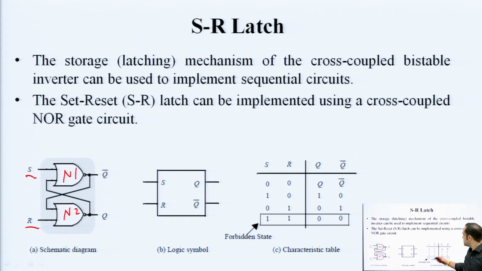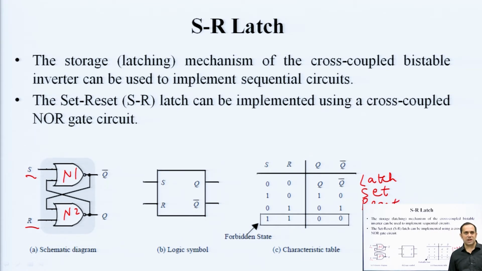This is the characteristic or truth table. When both S and R are 0, they just preserve their previous value. So, this is known as latching or storage operation. When S is 1 and R is 0, output Q goes to 1. So, this is set operation. For 0 1, this means reset operation.